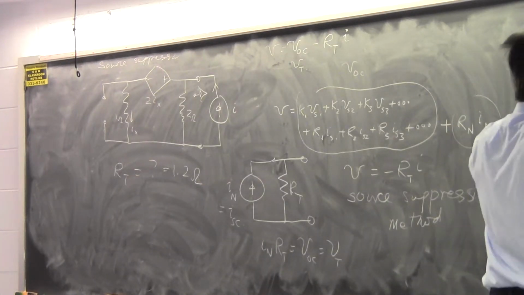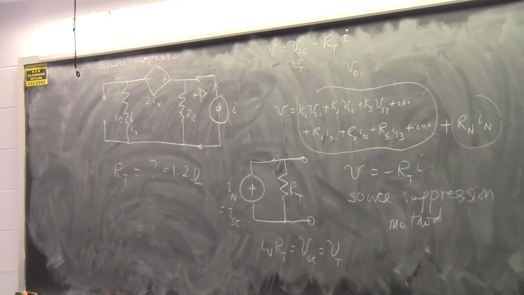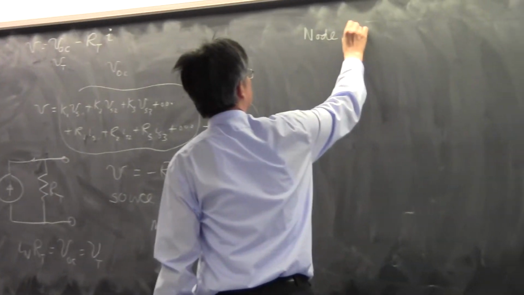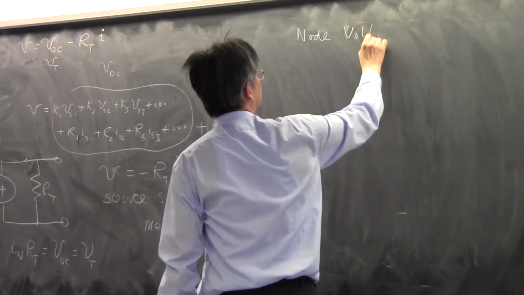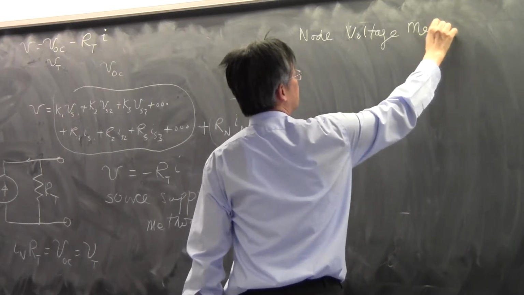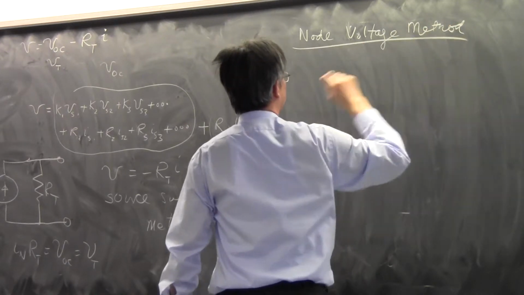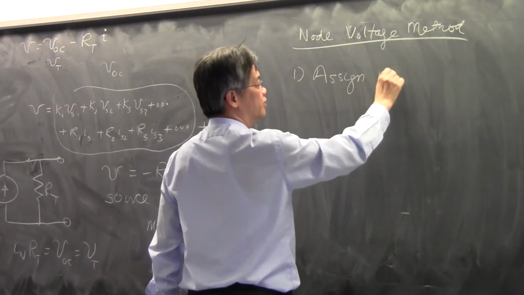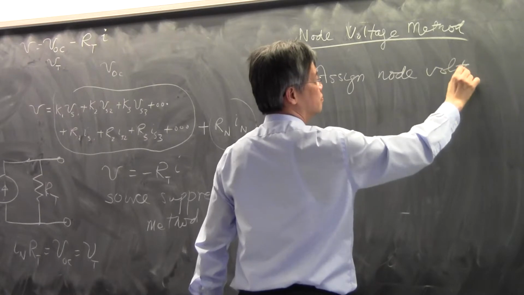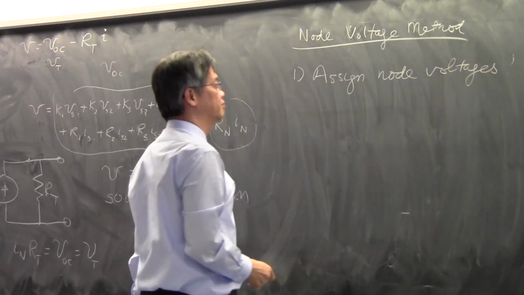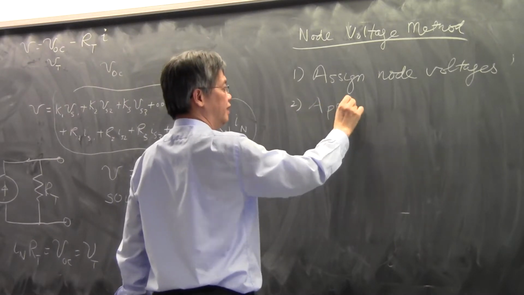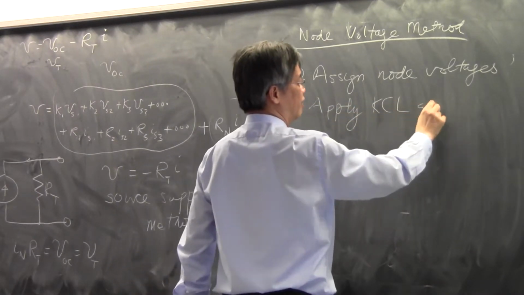So we go back to the node voltage method. In the node voltage method, what we do is, first, assign node voltages. Okay? Apply KCL at every node.